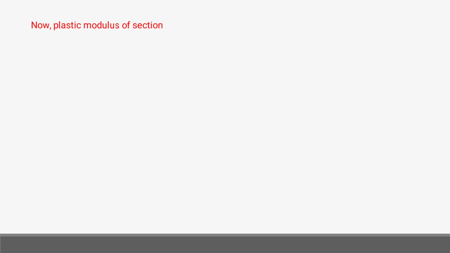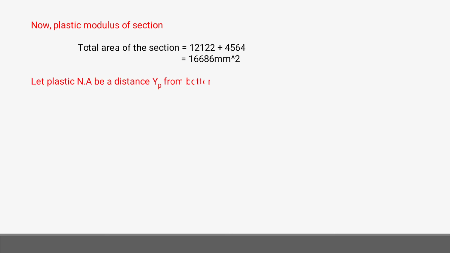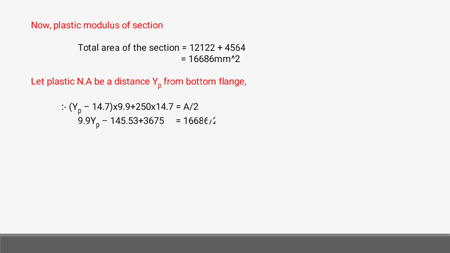So now the plastic modulus of the section: the total area of the section is equal to the sum of the total sections. So you get 16686 mm square. So let the plastic neutral axis be at distance YP from the bottom flange. So YP minus 14.7, because we take it from our bottom face, is equal to A by 2. Because area by 2 is the condition of the formula. So apply the area value 16686 by 2. So we can easily find YP. YP is equal to 4813.53 divided by 9.9. So YP is equal to 486.21 mm.